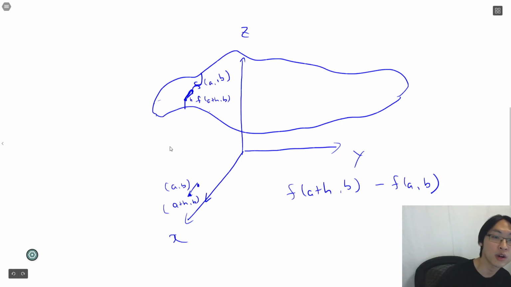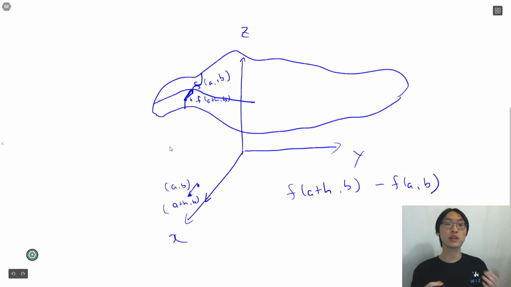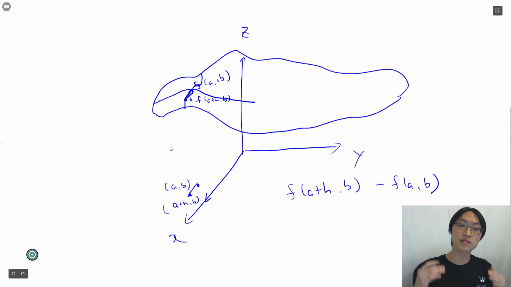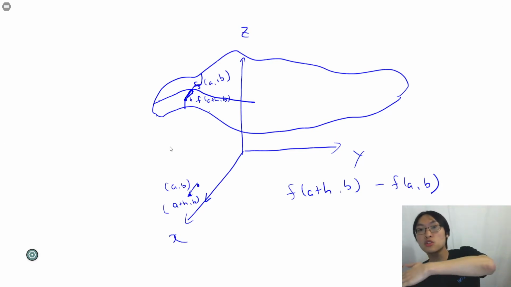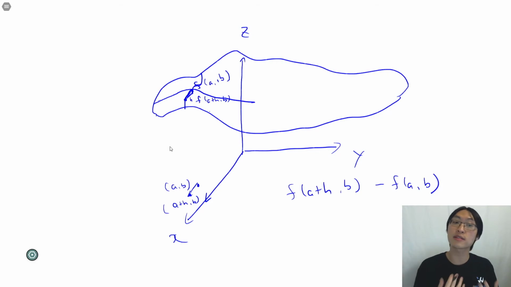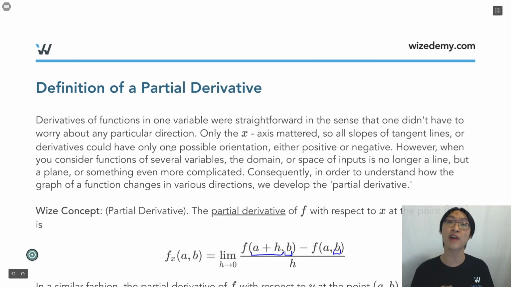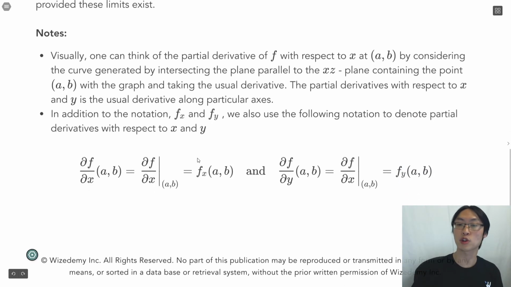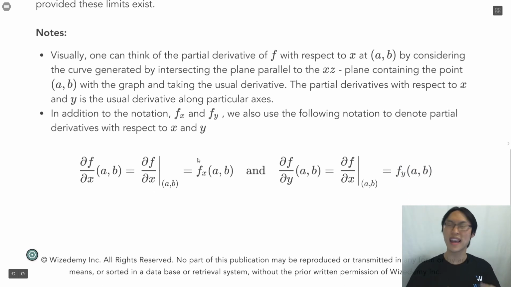On the other side, we have, I'm going to draw something like this. So here, this is now going to be along the y-axis. This is sort of how the function will change as we move in the y direction. And this sort of determines what the partial derivative of f with respect to y will be. So yeah, the partial derivatives with respect to x and y are essentially the usual derivative along these particular axes.